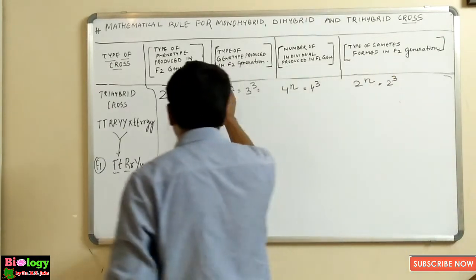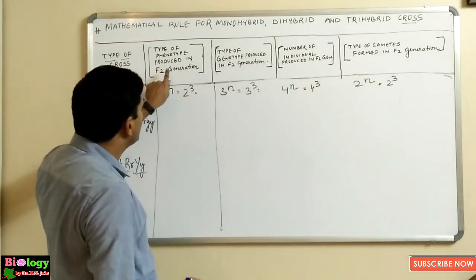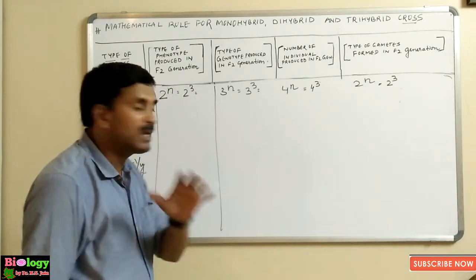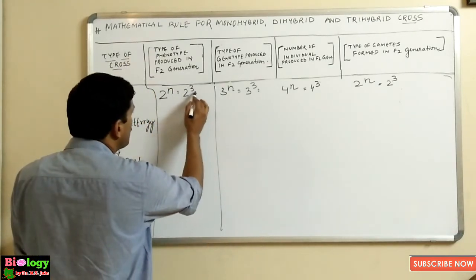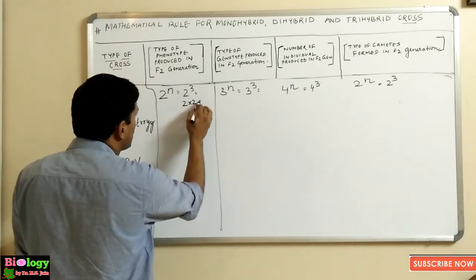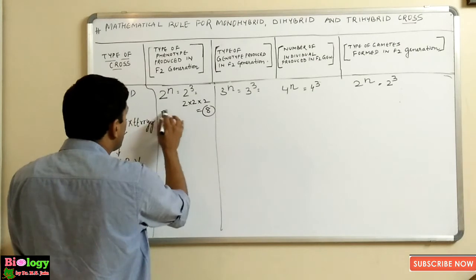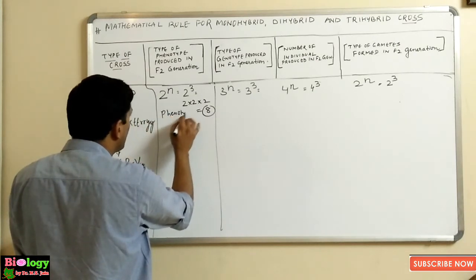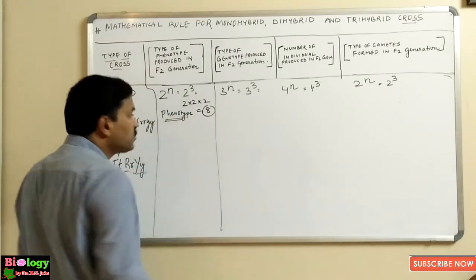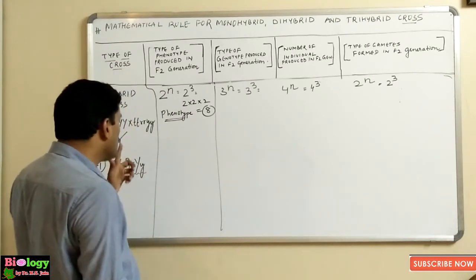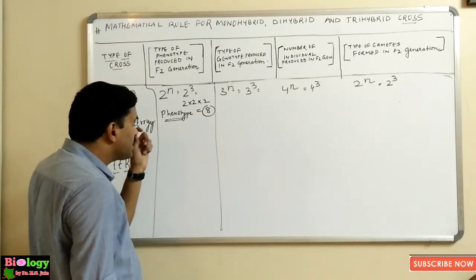Now have a look at how to know the types of phenotypes produced in the F2 generation without making the checkerboard. Here, 2 to the power of 3 is 2 into 2 into 2: 2 twos are 4, 4 twos are 8. It means the phenotypes produced in the F2 generation are of 8 types. How did I come to know?